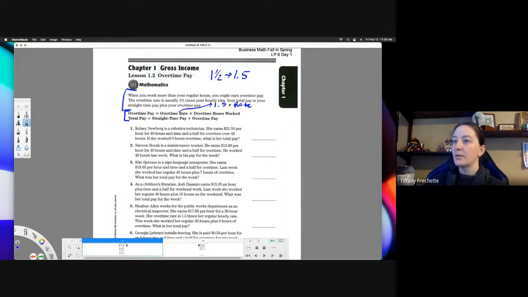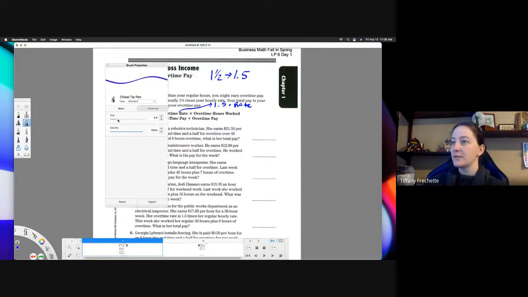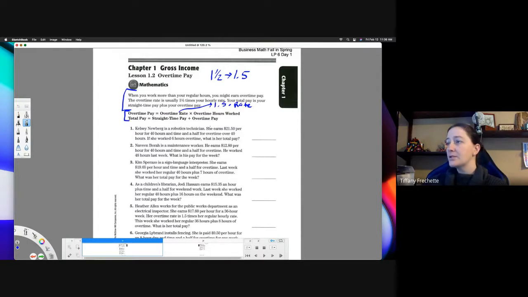So, and I'm going to change the size of this really quick because it's going to be too big to write on the page the way it is. All right. So she earns $21.50 per hour, and for 40 hours, right? She worked 6 hours overtime, which means she worked 40 regular hours. So her straight time pay is going to be $21.50 times 40. That's going to give me her straight time.